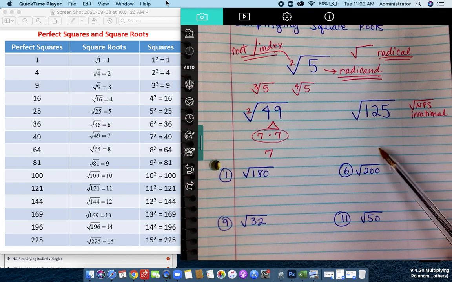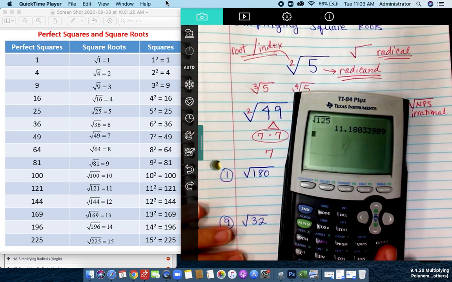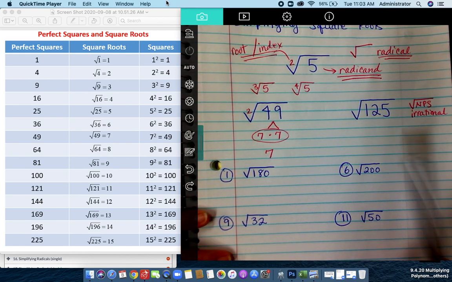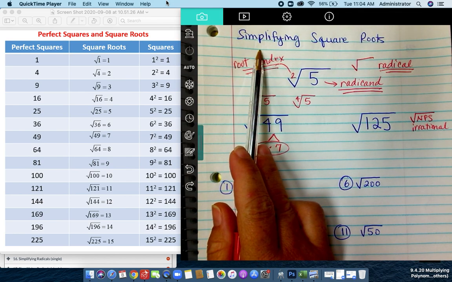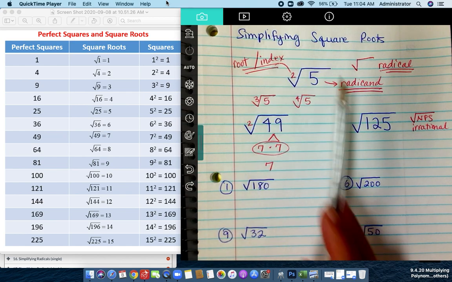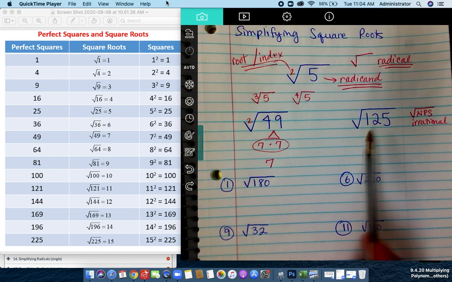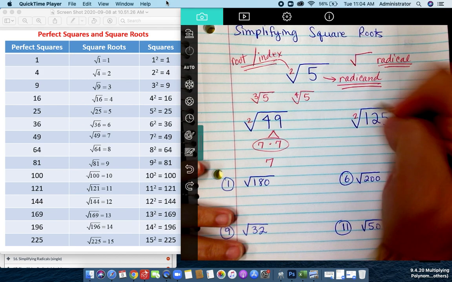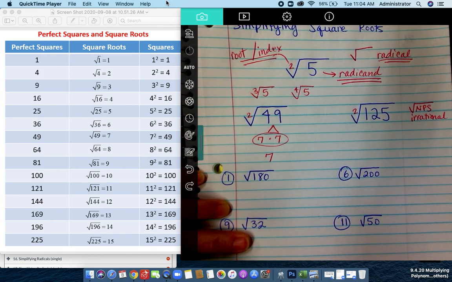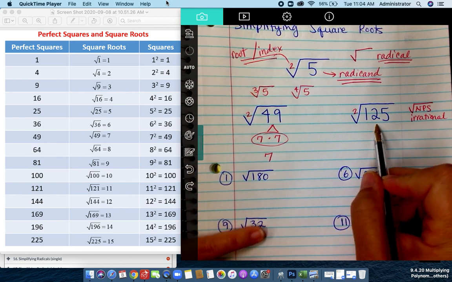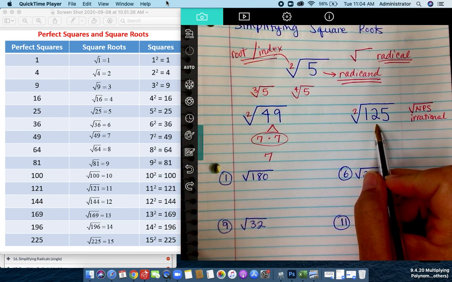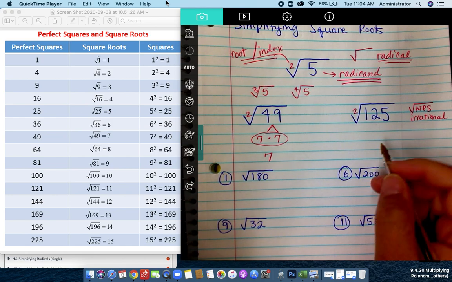But you can't state 11.18 as an answer. That will not be acceptable. Your job is to simplify these. So to simplify means to put it in simplest form, meaning we have to break this down. Because, again, a square root means we are looking for two of the same factor, we have to think about what factors 125 has, of which one might be a perfect square.